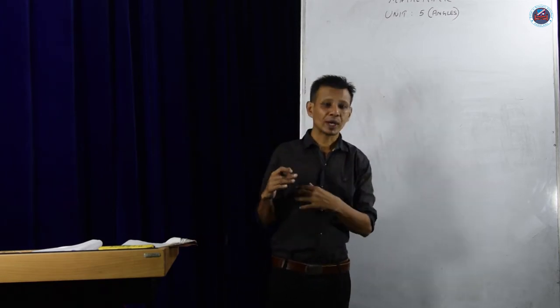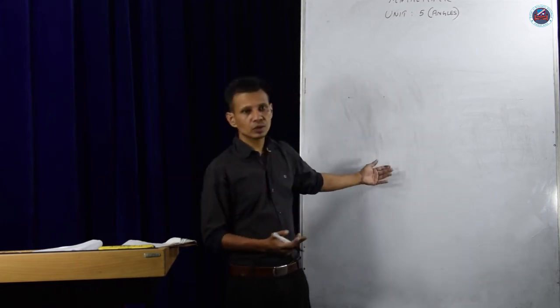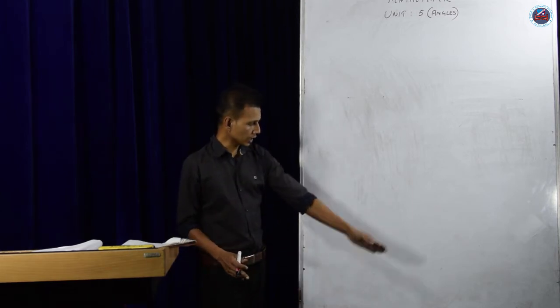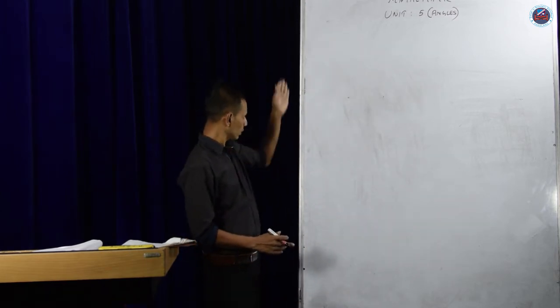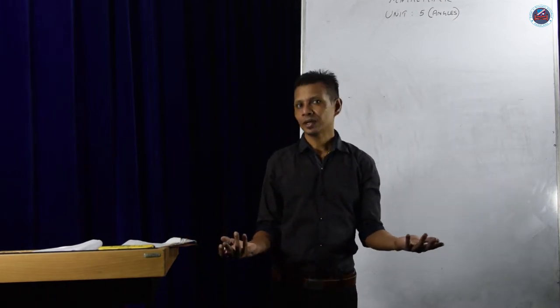Now let's go to quadrilateral. Quadrilateral means, you know, right? This board is a quadrilateral. How did I know? There are four sides: 1, 2, 3, 4. A four-sided shape or figure is known as a quadrilateral.